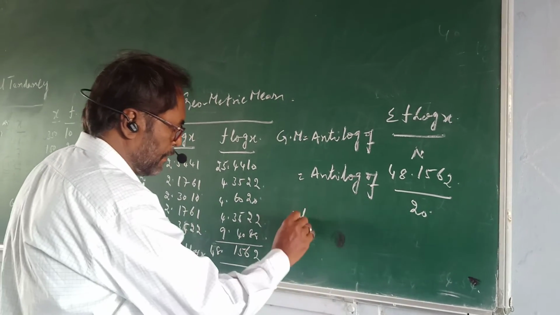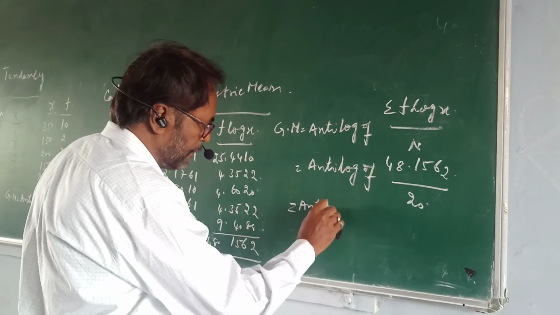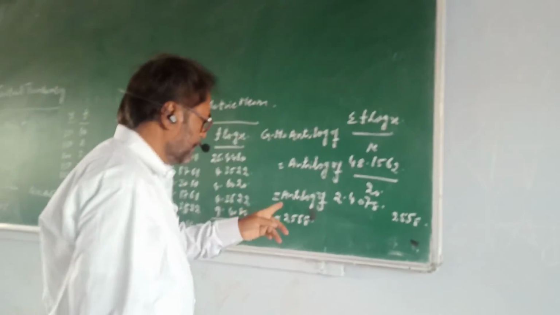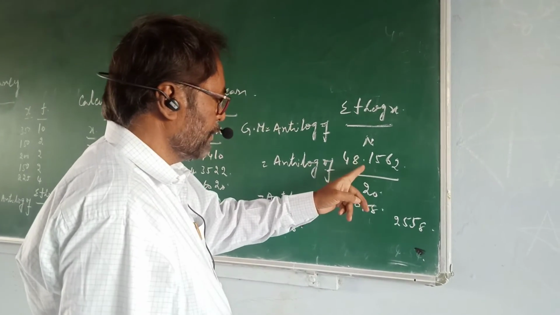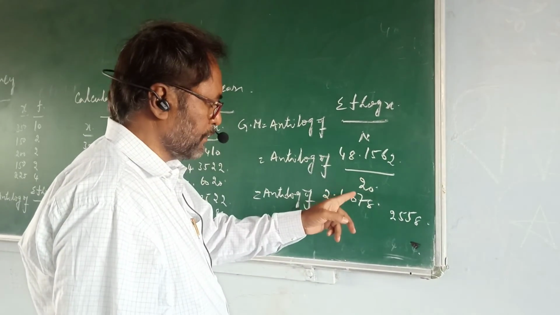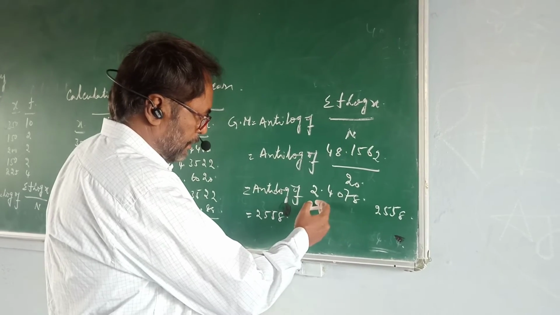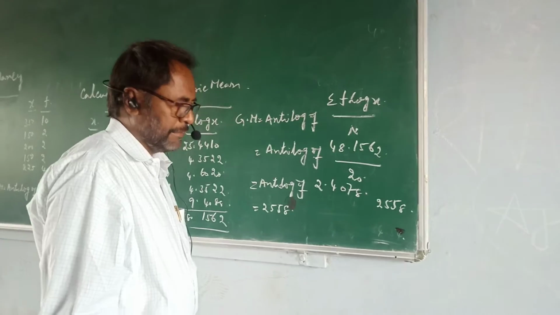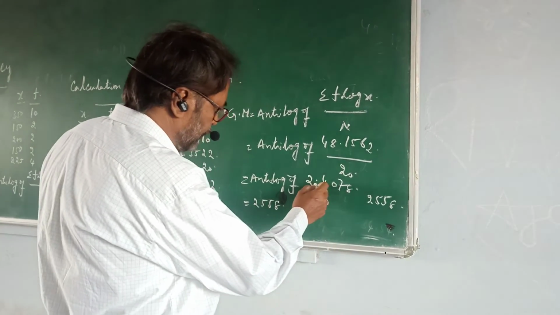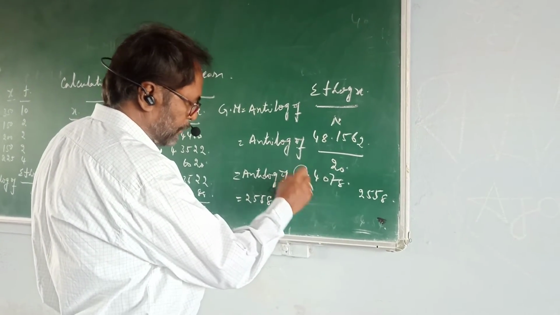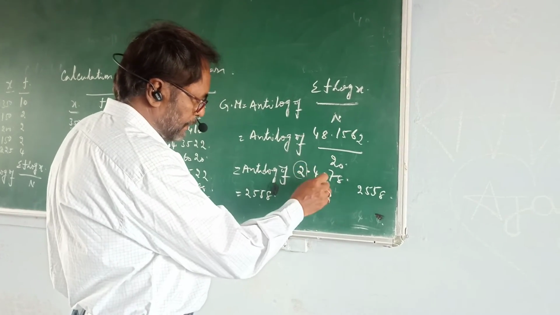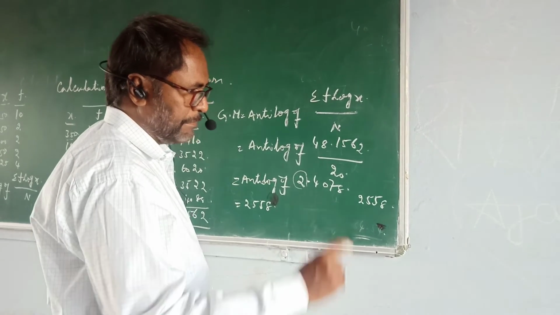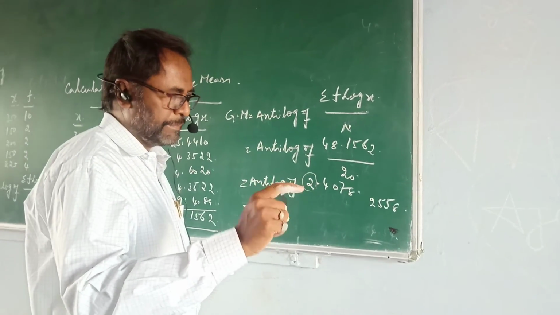Then antilog of, if you divide 48.1562 by 20, then we will get 2.4078. Then in the antilogarithms, leave the first value. Now 2 is there, 0.4078. So antilogarithms start from 0.10 to 0.99.